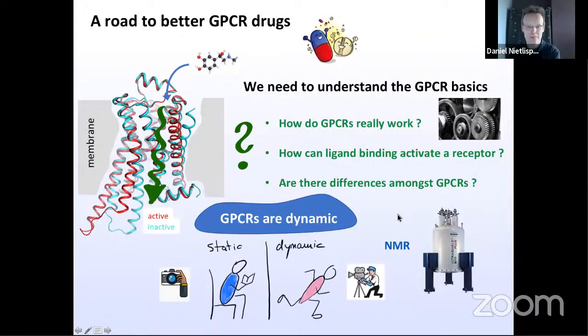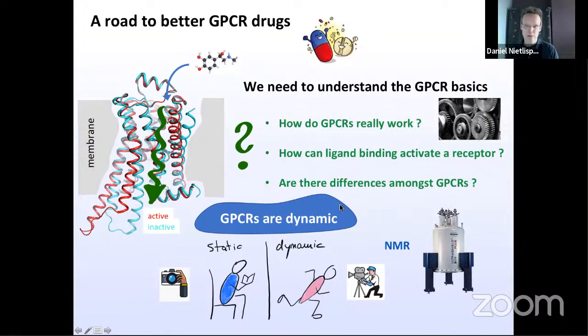Okay, so what I call here a road to better drugs basically requires that we understand the basics of how these G-protein-coupled receptors work. So how can binding of a small ligand on the outside of the cell lead to this change in shape across the membrane of the bilayer? How can ligand binding activate the receptor? And are there differences amongst these GPCRs?